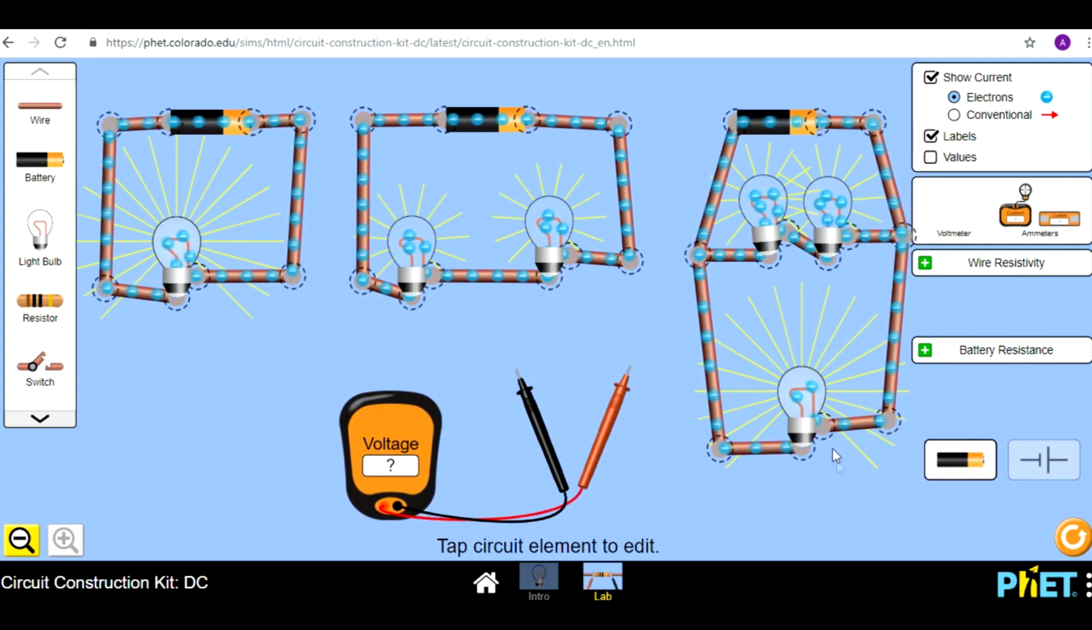Okay, and that's it. It's as simple as that. I hope it makes sense to you. Just be a little bit careful, know the difference between a series and a parallel circuit, and know what happens with the voltage and the current.